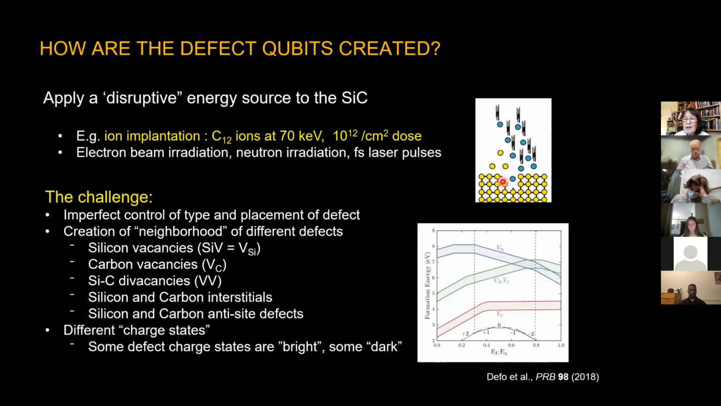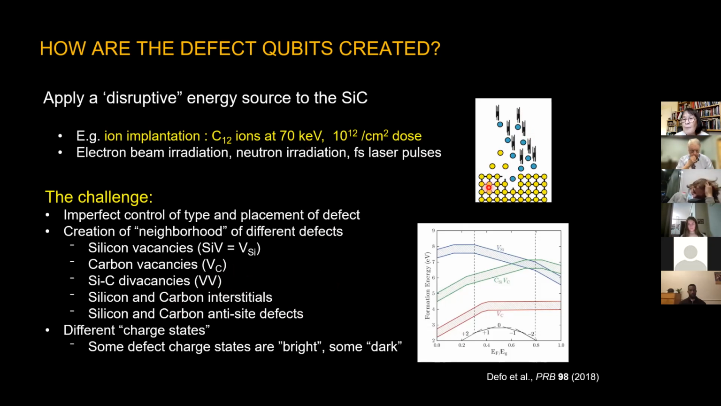Now, given this very simple cartoon-like explanation of what we do to make the defects, you can guess that the challenge is, how do we make the defect that we want? How do we get a single silicon vacancy rather than a carbon vacancy, or a silicon and carbon vacancy that are correlated, or just silicon and carbon that are interstitial, or silicon and carbon on the wrong sites? Because you don't get to insult the material and just say, please make me one defect right where I want it, and exactly the kind of defect I want.